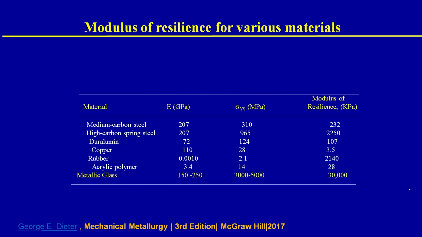Some of the values are provided here, the modulus of resilience. You can see the high carbon spring steel has a very high resilience, almost 10 times higher than the medium carbon stainless steel. Similarly, rubber also has very high resilience, you can see 2140, but metallic glass has a surprisingly, order of magnitude higher resilience, 30,000 kPa. That is why metallic glass is used for golf bats.